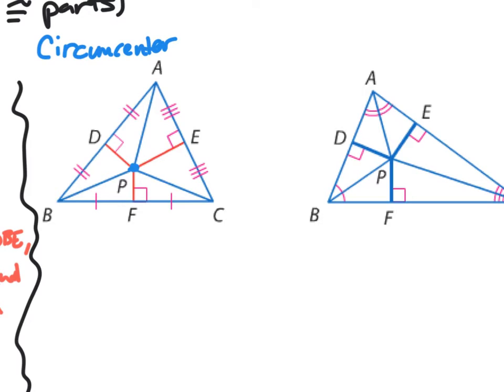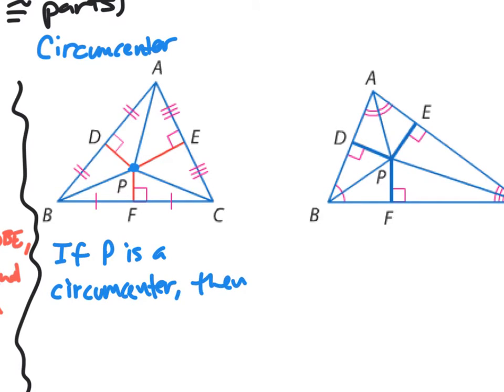And so what we know is that if I have a circumcenter, so if P is a circumcenter, then I know that the circumcenter is equidistant to all three corners of my triangle. So I know that the length of PB is congruent to the length of PA, which is congruent to the length of PC, okay?